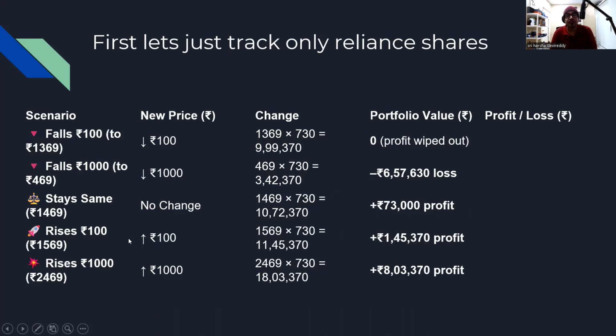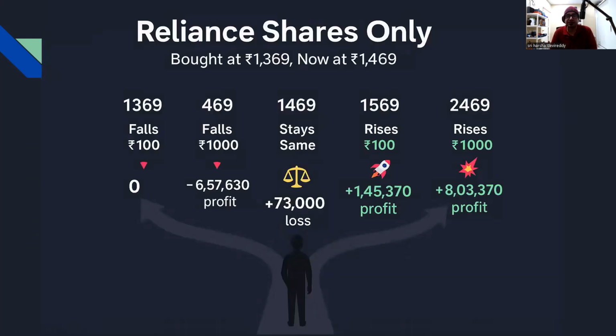But from here, if it rises one more 100 rupees, you will have double profit, 1.4 lakhs. If it rises 1,000 rupees, you will have 8 lakh profit. So in this condition, in Reliance shares, only Reliance share, these three are in profit. It is only losing money when the share price is falling. Now we'll go to the other hand, left hand side. I have drawn a diagram to show you. The only time the Reliance share is in loss is when the Reliance is falling.